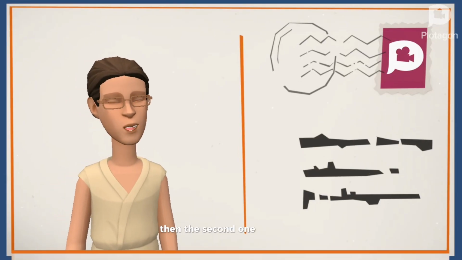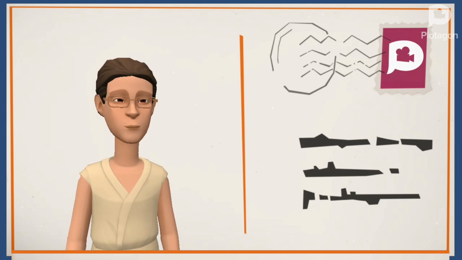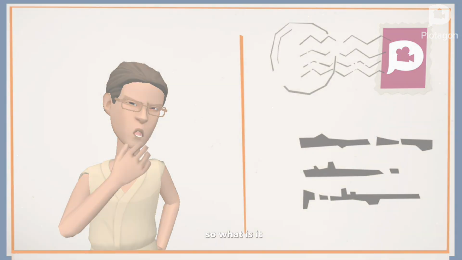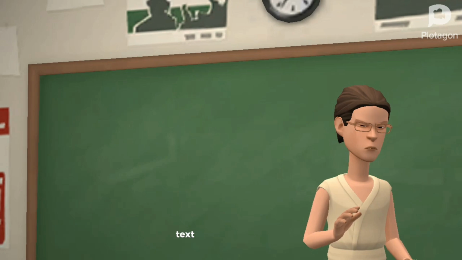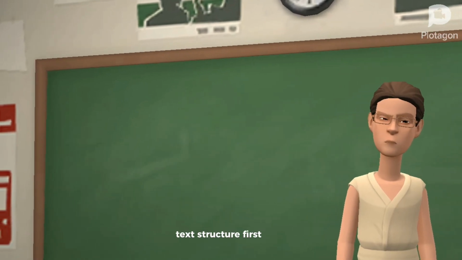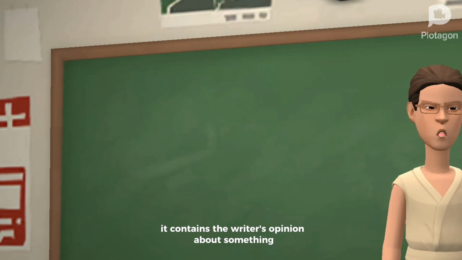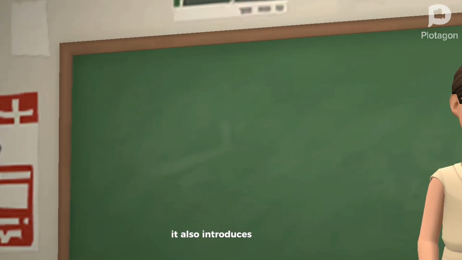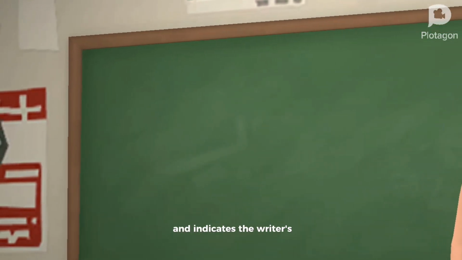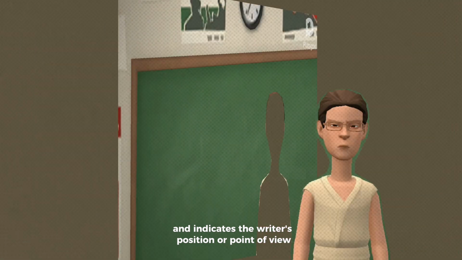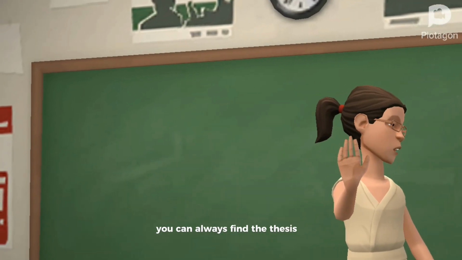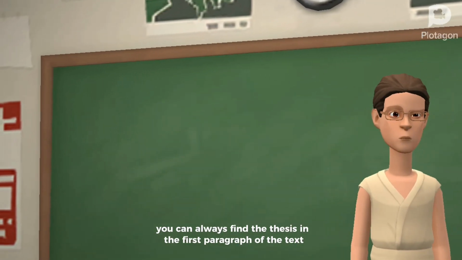Then, the second one is the text structure. So, what is it? Text structure. First, thesis. It contains the writer's opinion about something. It also introduces the topic and indicates the writer's position or point of view. You can always find the thesis in the first paragraph of the text.